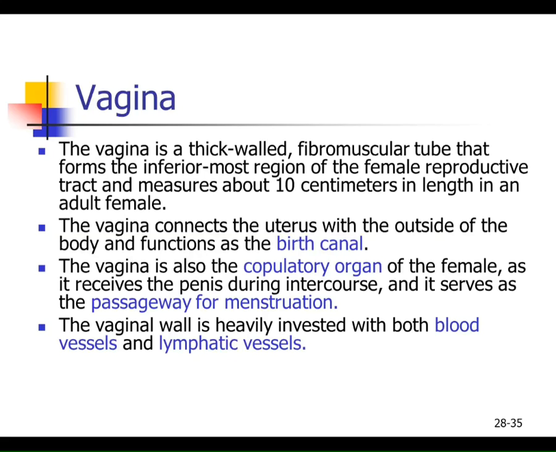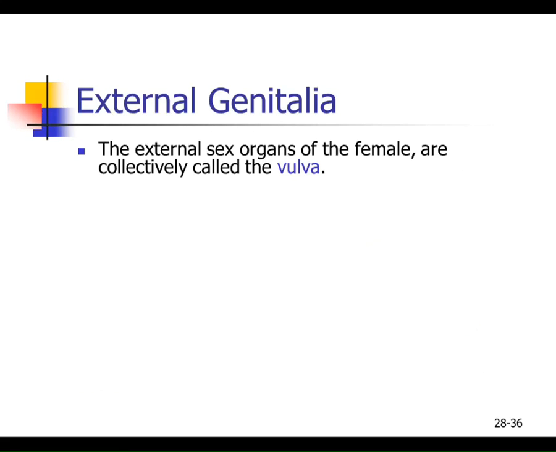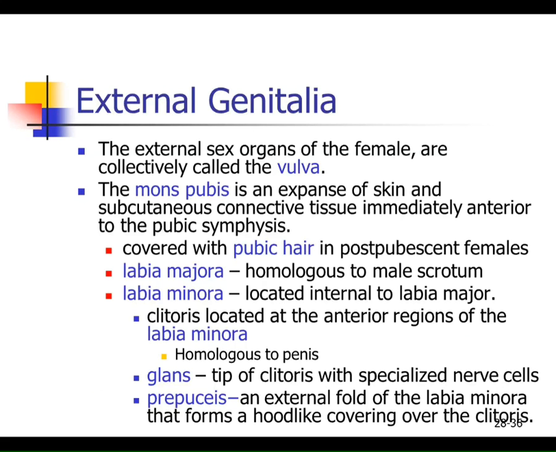And it makes sense. The female would have opportunity for infection through the vagina, so you would expect a lot of lymphatic activity here. And there are layers of the vagina, the mucosa, the muscularis, and the adventitia, just like we saw with the bladder. External genitalia, all that you can see in the female externally is called the vulva, right?